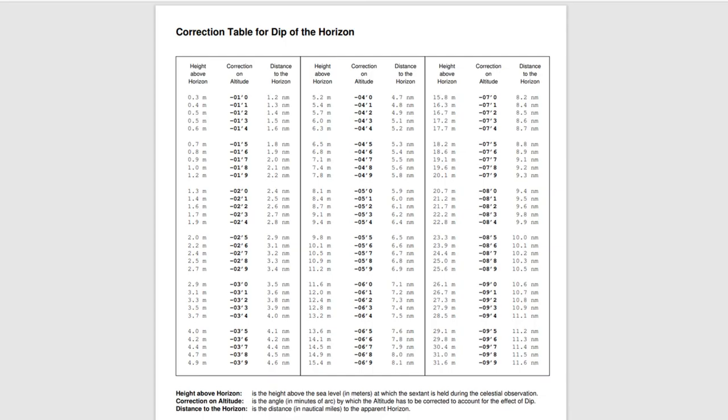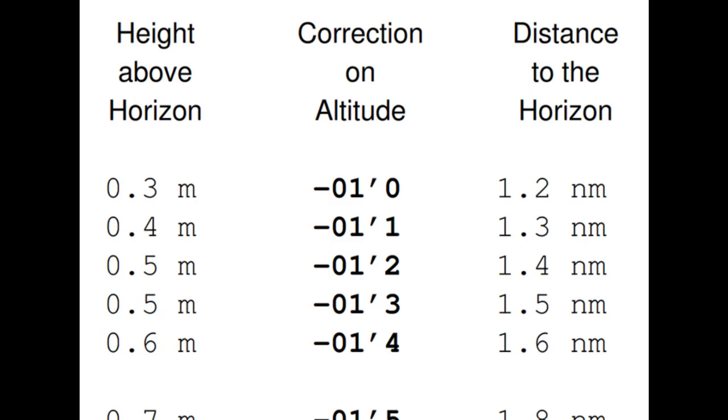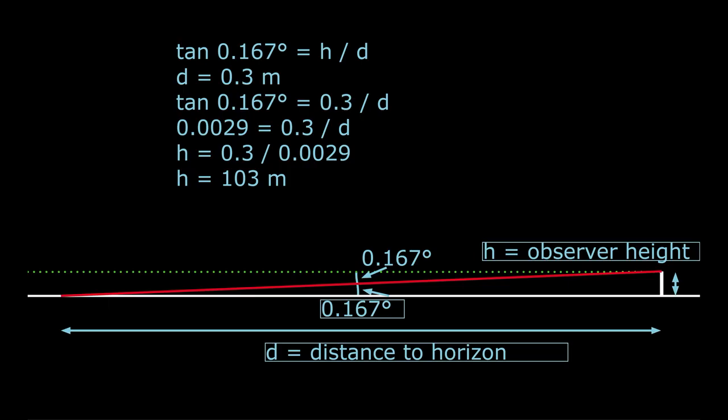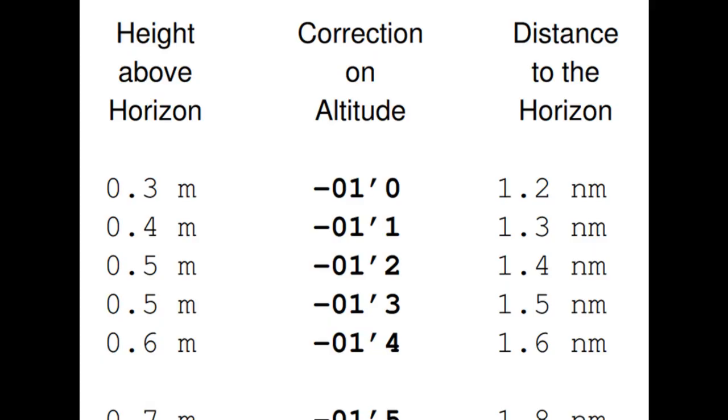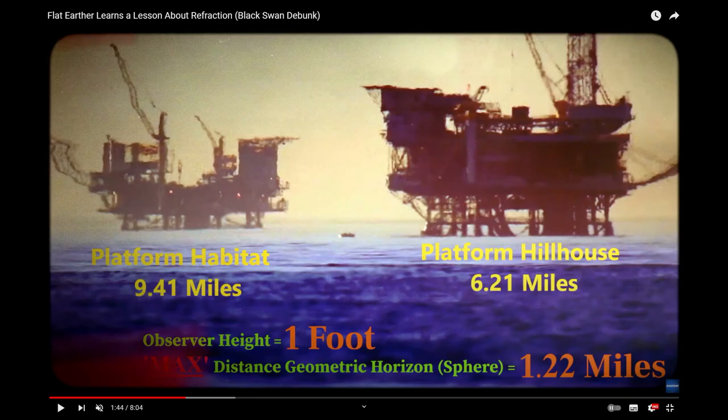This is a table for dip correction. Notice that it shows the observer height, the dip correction in degrees, and the distance to the horizon. If you apply these numbers to a flat earth, the horizon for an observer height of 0.3 meters, that is 1 foot, and a dip correction of 1 arc minute, that is 0.167 degree, would be at 103 meters, whereas the table says 1.2 nautical mile, that is 2,222 meters. This in itself obliterates the whole black swan nonsense.